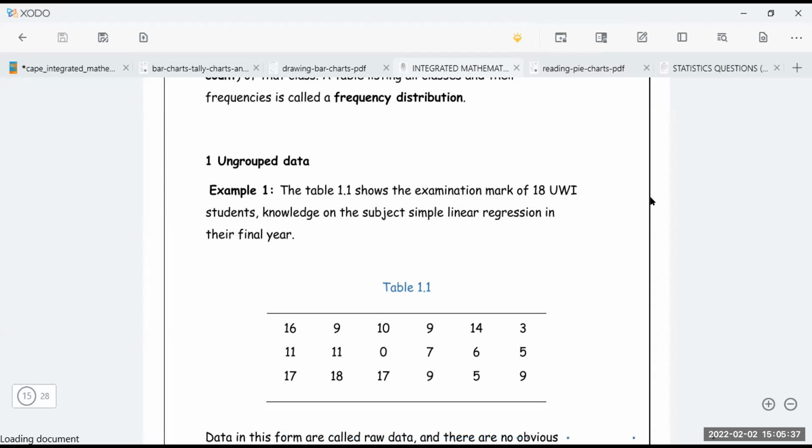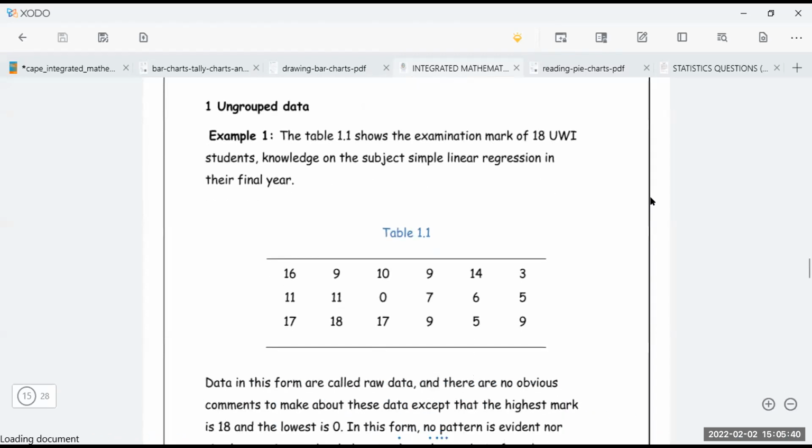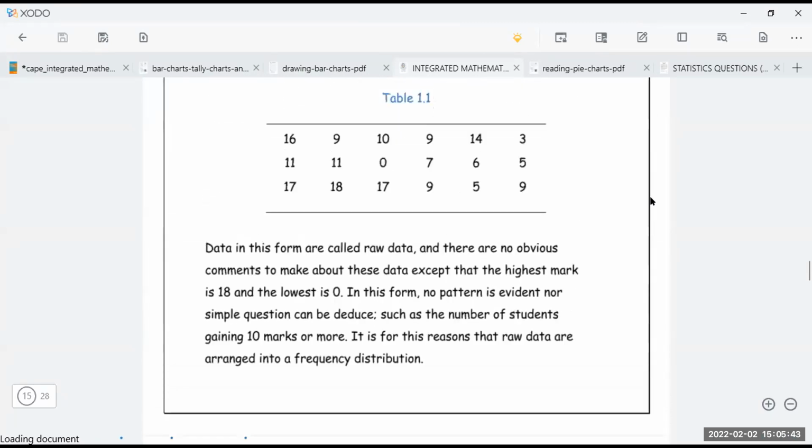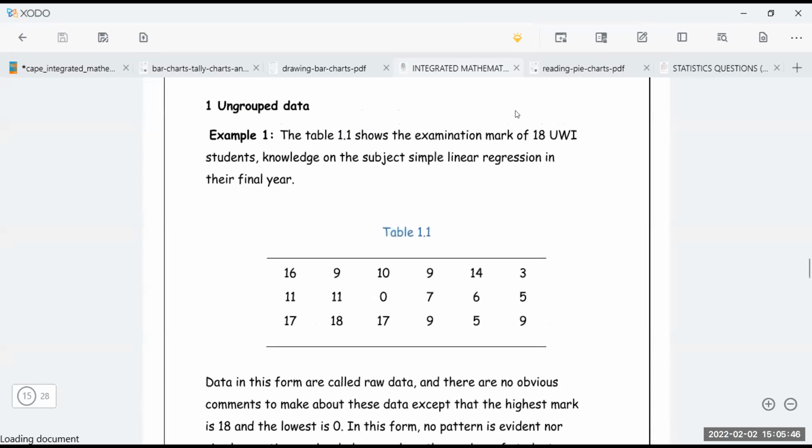So, as we said, with ungrouped and grouped data, pretty much all we're going to do is, if they give us something like this, a table showing students' scores on simple linear regression. They did a simple linear regression test at the University of the West Indies. All right, so at the University of the West Indies, 18 students did a test on simple linear regression. These are the scores out of 20. Forgot to include that. Out of 20. So somebody gets 16 out of 20, 9 out of 20, 10 out of 20, 9 out of 20, 4 out of 20, 3 out of 20, 11 out of 20, and so forth.